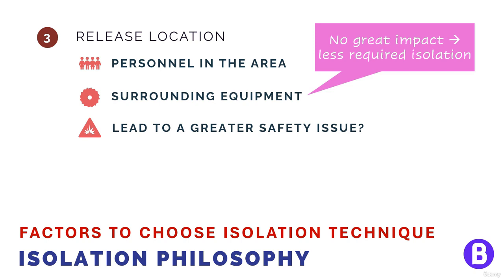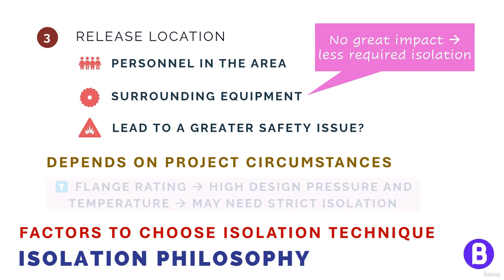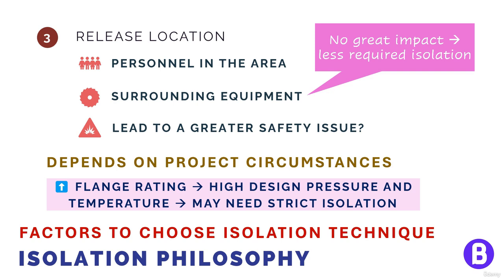So we have seen many factors that affect the isolation method. Combining these factors and getting the conclusion to choose the proper method depends on the company's or the project's isolation philosophy. This may vary depending on the circumstances of the project. For example, applying double block and bleed on all isolation valves would depend on the pipe flange rating, which is directly related to the design pressure and design temperature. For example, if the pipe flange rating is 600 pounds, for example, or more, some companies may use double block and bleed in this case.